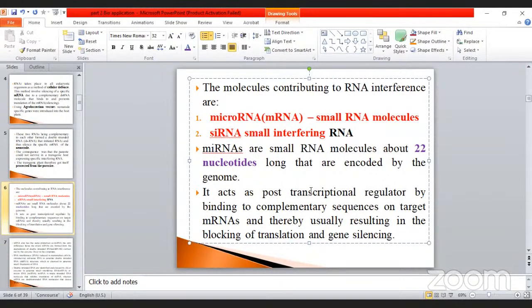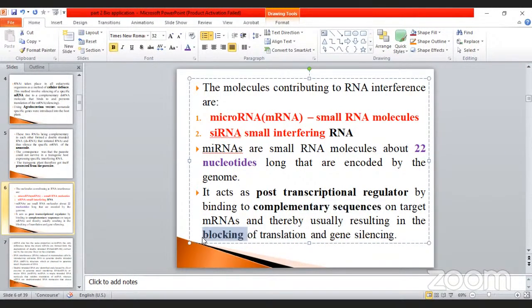It is also called a post-transcriptional regulator, by binding a complementary sequence. Suppose it binds with the microRNA, what happens? The process is completely blocked, the blocking of translation and gene silencing process. So the protein will not be produced. That is very, very important.